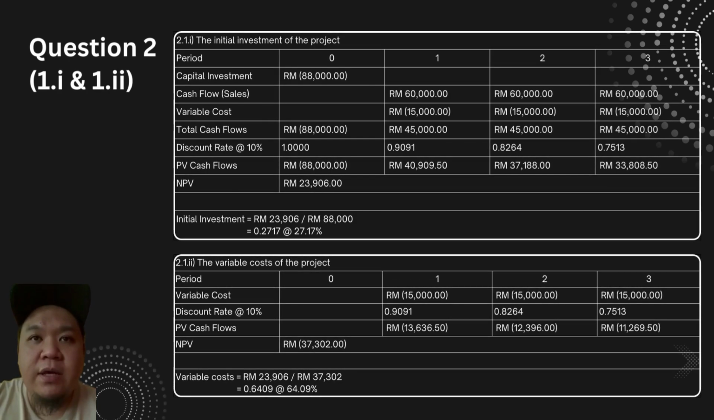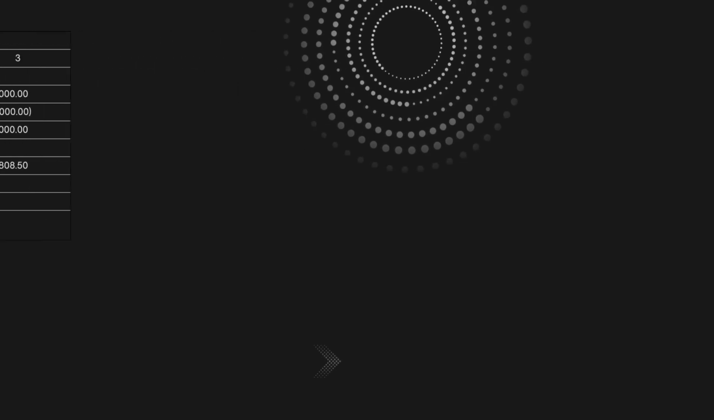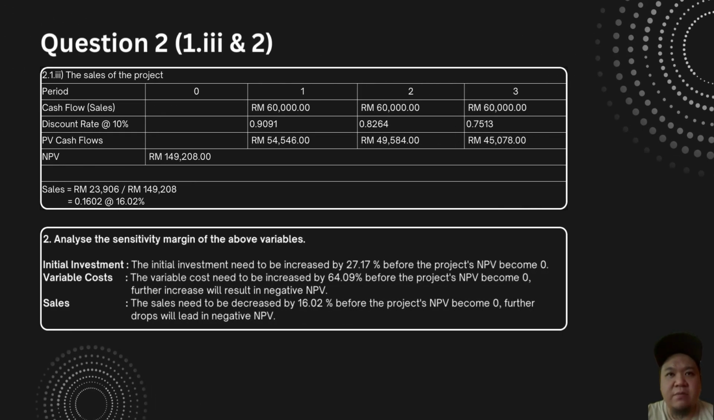For question 2, it is to measure the sensitivity analysis. Sensitivity analysis is an assessment of how responsive the project NPV is to changes in variables that are used to calculate that NPV. As calculated for ABC Campsite Berhad, the sensitivity margin of initial investment is 27.17%. For the variable cost of the project, it is 64.09%. For the sales of the project, it is 16.02%.